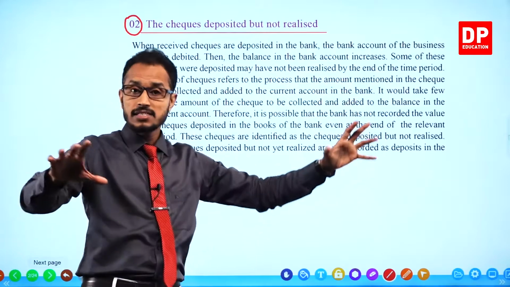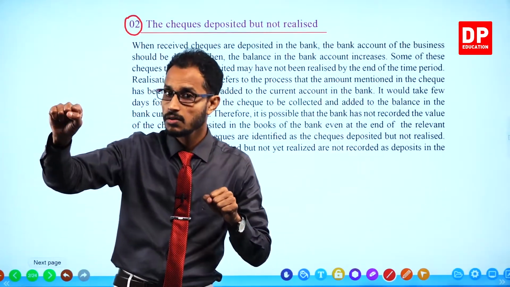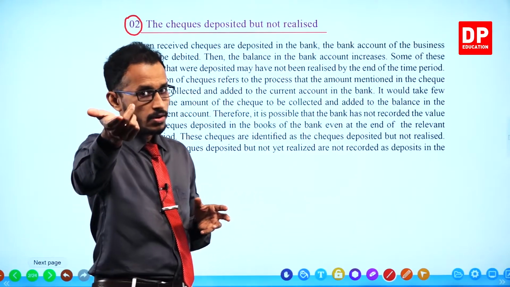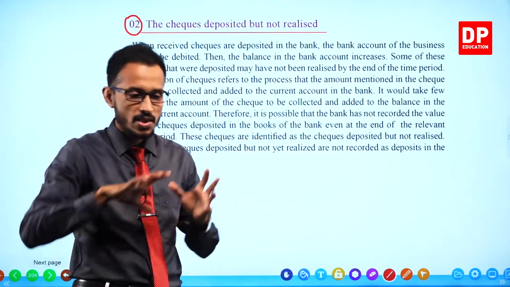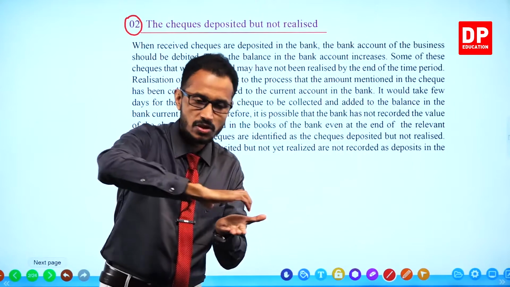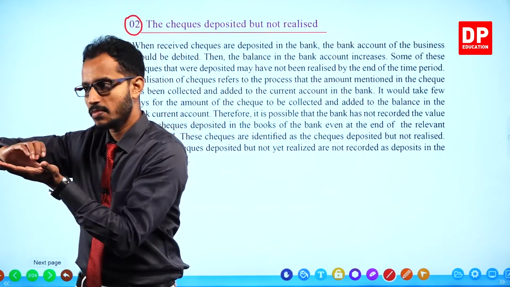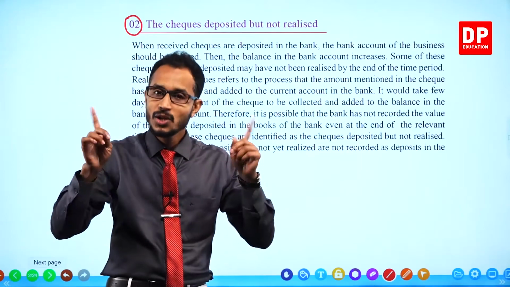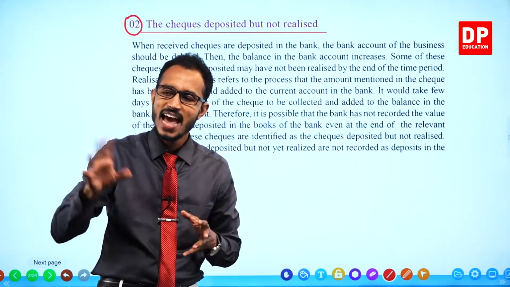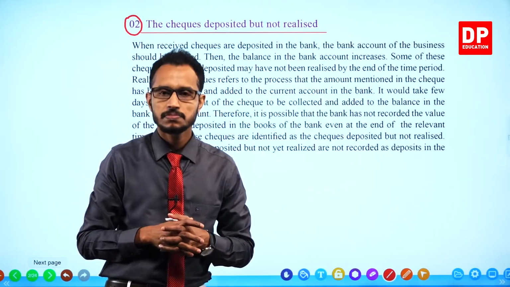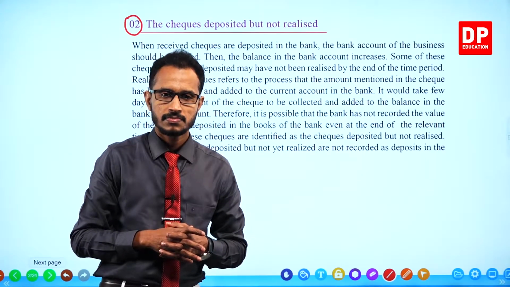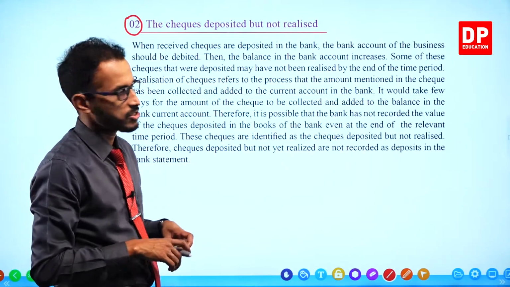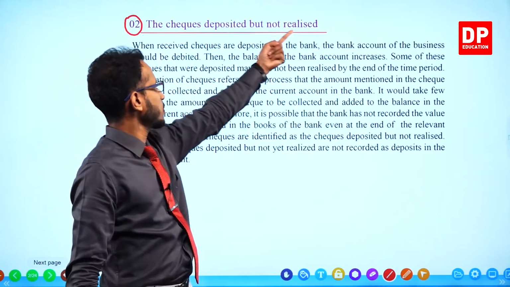Deposited but not realized. What is that? Received checks which we have sent to the bank, which we have deposited in the bank account, but not yet taken or not yet added to our account. All right, we'll go through the text. Checks which are deposited but not realized.